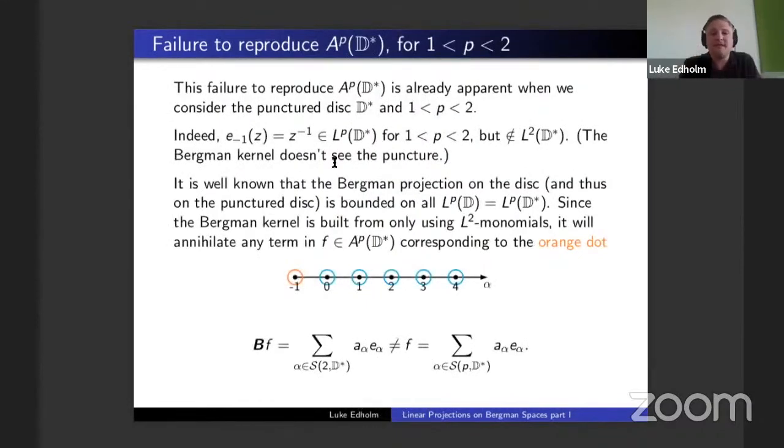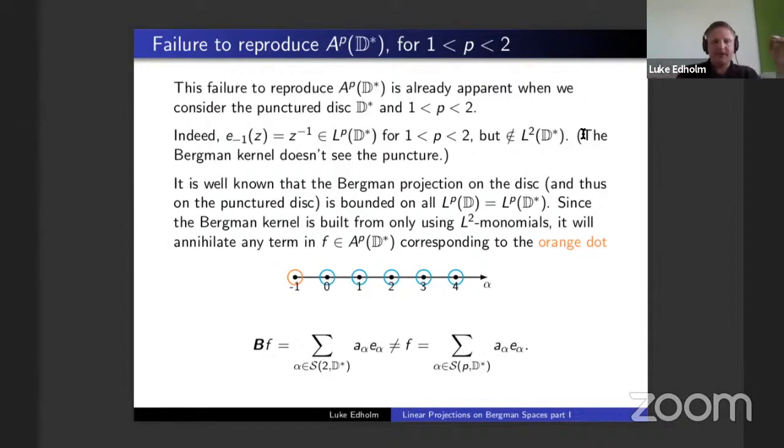Now, of course, this failure to reproduce AP for p less than 2 is apparent. You don't even have to look at the Hartogs triangle; just look at the punctured disk. This monomial 1 over z is a nice LP function on the punctured disk for p less than 2, but of course it fails, since 2 is the threshold where it's not L2. So what this says is that the Bergman kernel can't see any of these punctures.